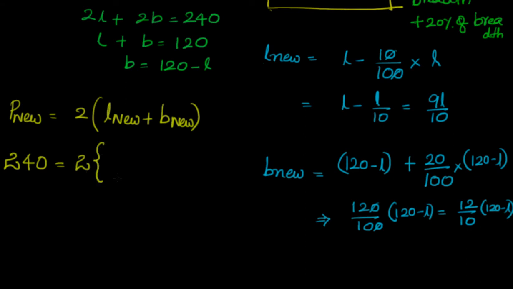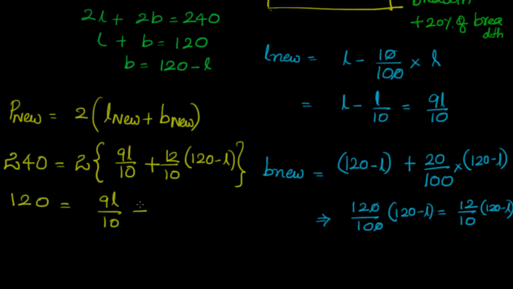2 into L new is nothing but 9L by 10 plus B new is nothing but equal to 12 by 10 into 120 minus L. If you simplify that, if I divide by 2 throughout, I'll have 120 equal to 9L by 10 plus, I have simplified 2, 120 times 12, that is 1440 by 10 minus 12L by 10.